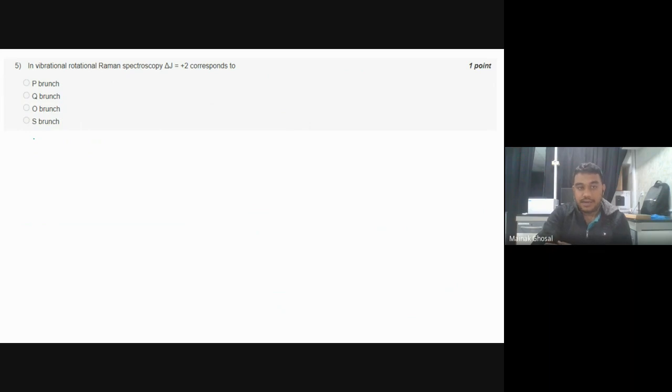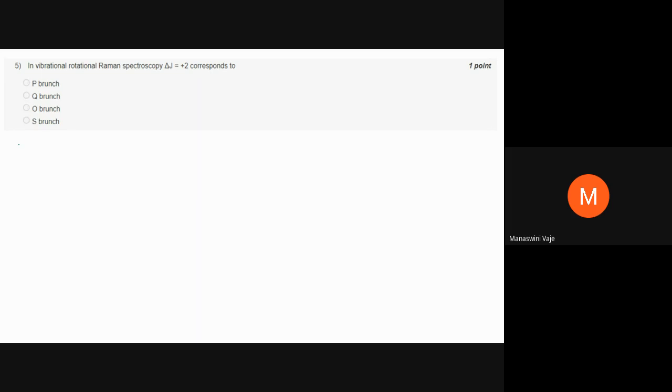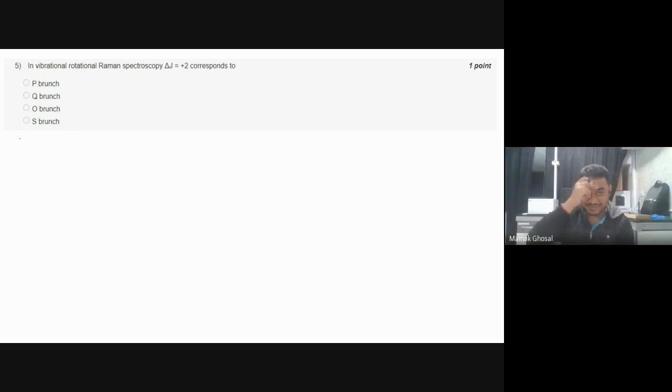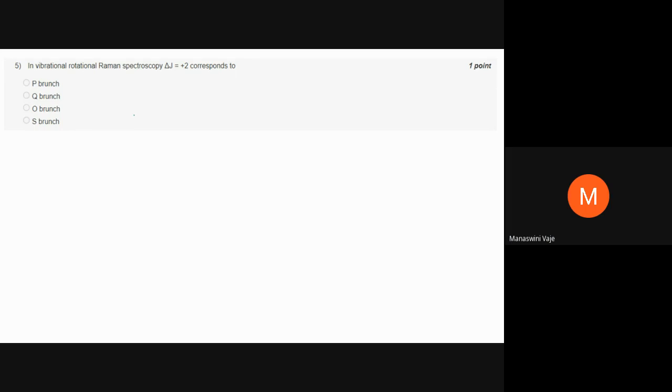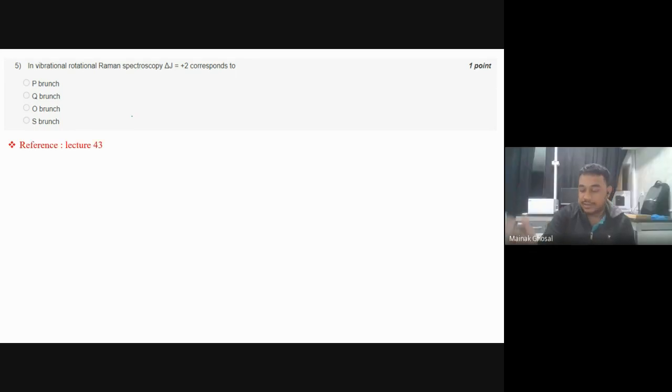So in vibrational rotational Raman spectroscopy, delta J equals plus 2 corresponds to which transition? P branch, Q branch, O branch, S branch. S branch. Yes. This is a straightforward question. You will find in lecture number 43 that the selection rule corresponding to delta J equals plus 2 gives the S branch.